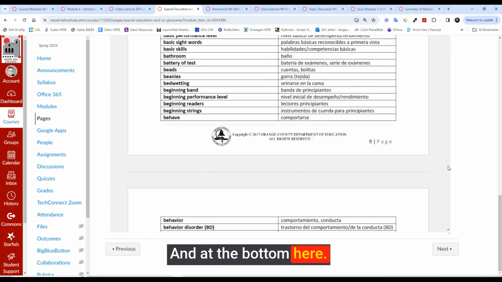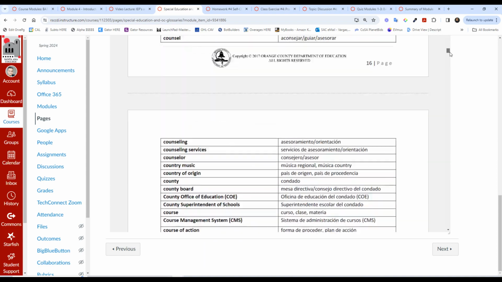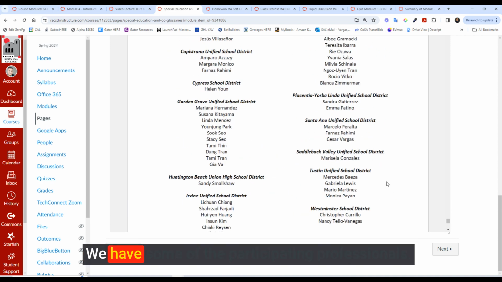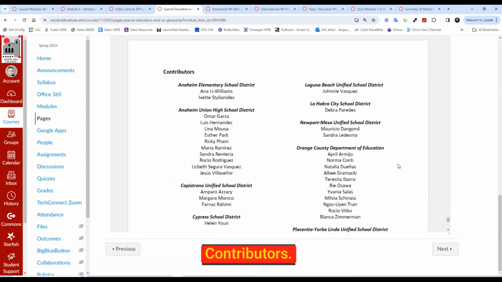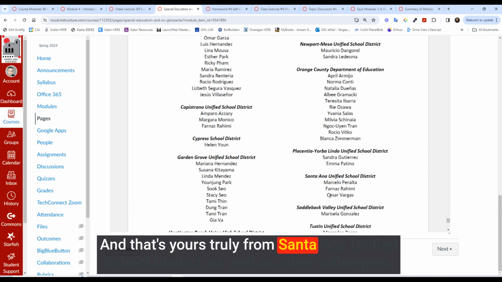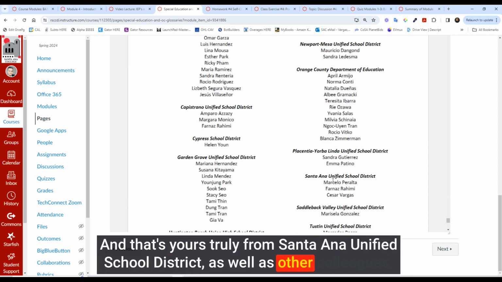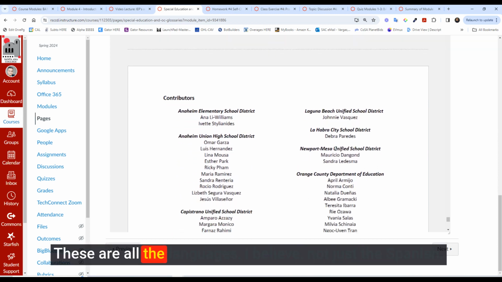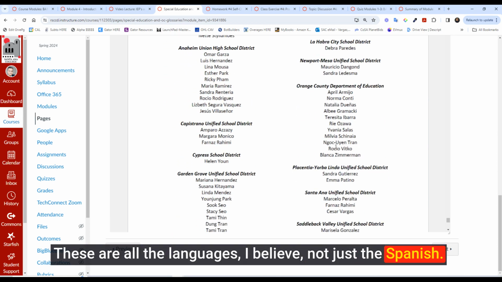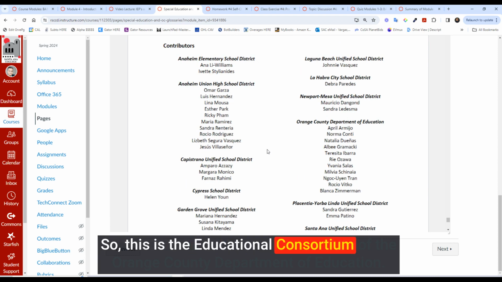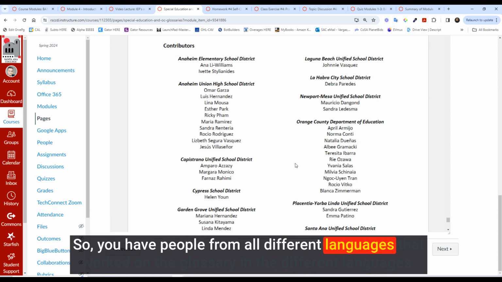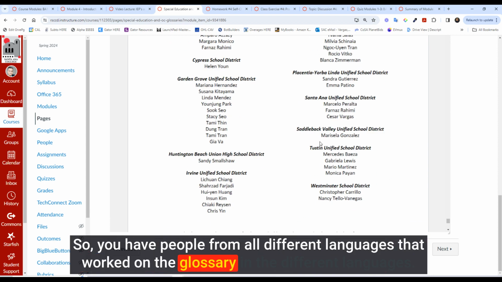And at the bottom here, we have some of the participating professionals, contributors, and that's yours truly from Santa Ana Unified School District, as well as other colleagues and everybody else who was part of this. These are all the languages, I believe, not just the Spanish. So this is the Educational Consortium of the Orange County Department of Education. So you have people from all different languages that worked on the glossary in the different languages.